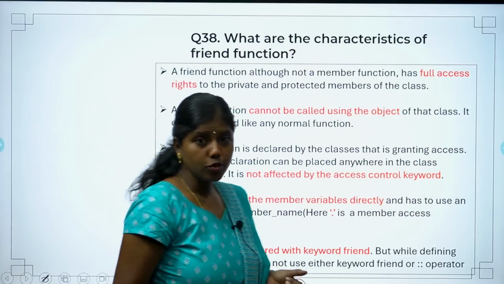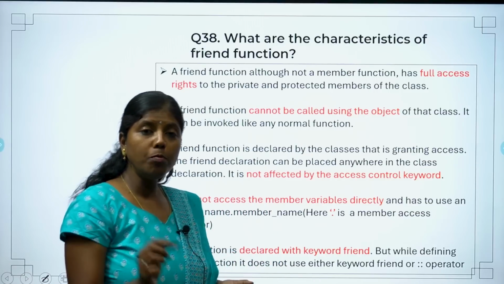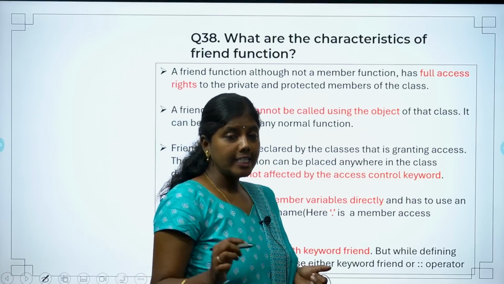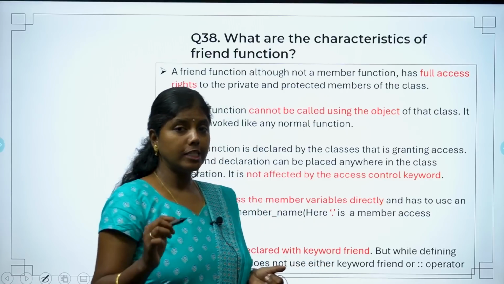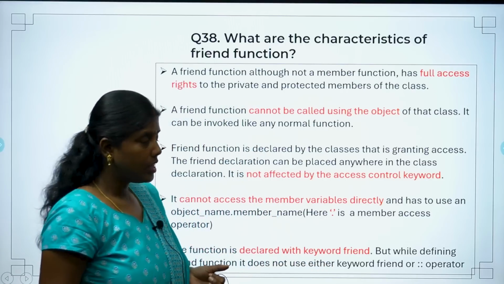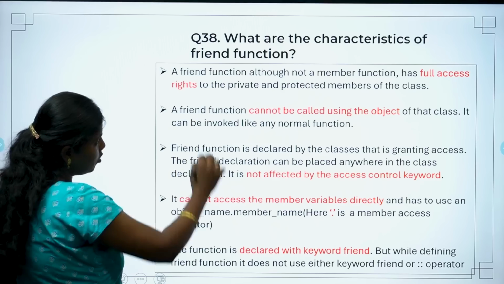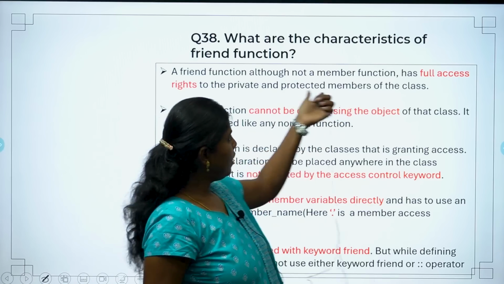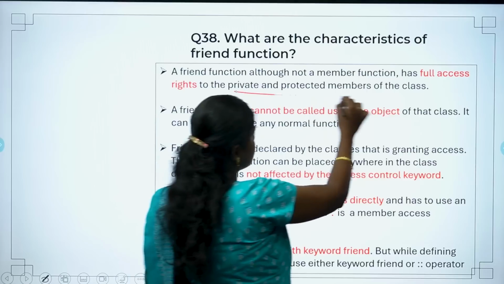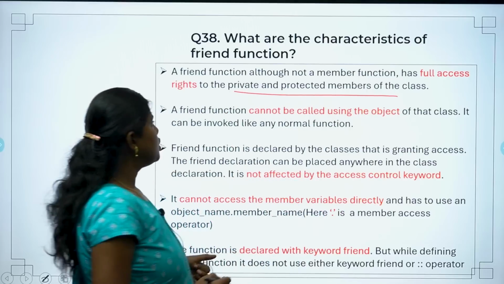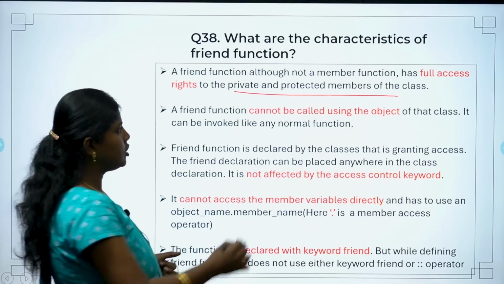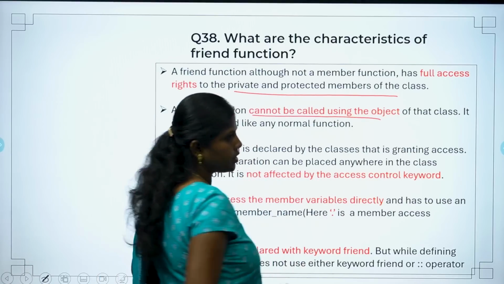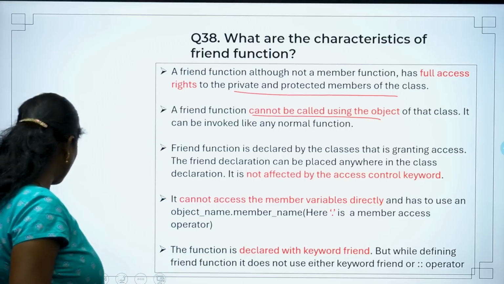What are the characteristics of friend function? A friend function is a non-member function which has the privilege of accessing the protected and private members. Although it is not a member function, it has full access rights to the private and protected members. A friend function cannot be called using an object.